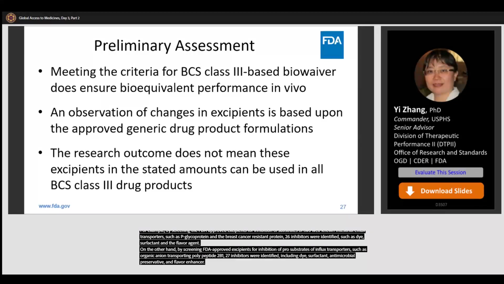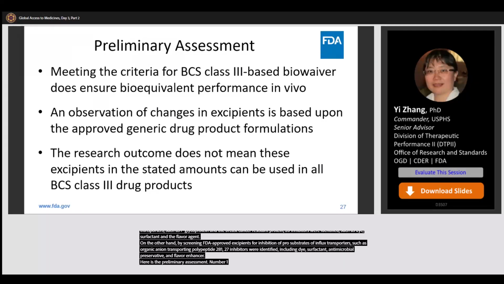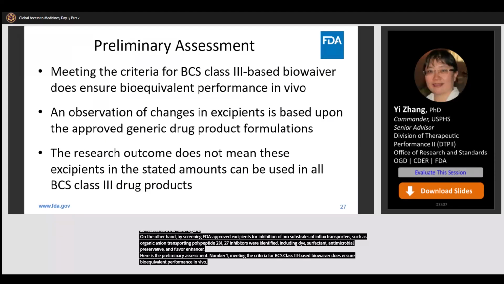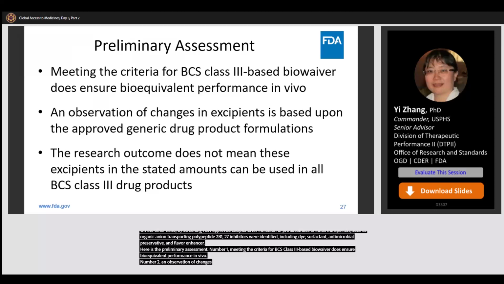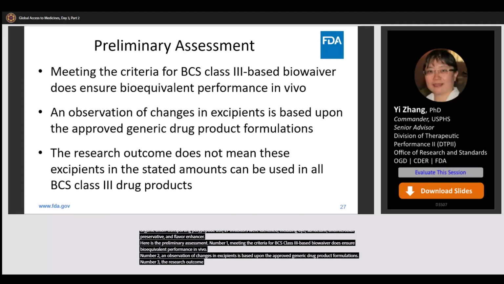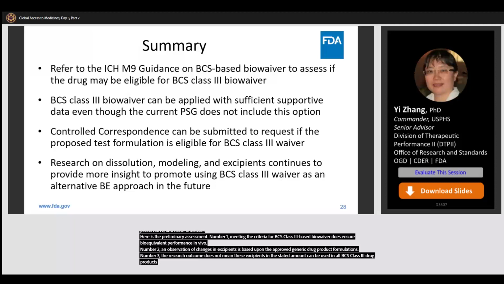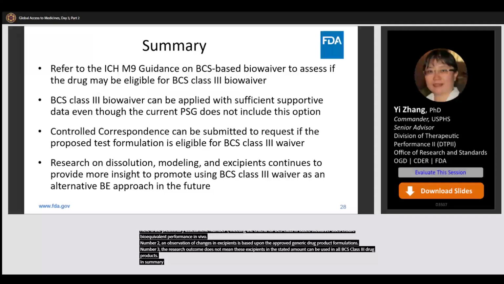Here is a preliminary assessment. Number 1, meeting the criteria for BCS Class 3 based biowaiver does not ensure bioequivalent performance in vivo. Number 2, an observation of changes in excipients is based upon the approved generic drug product formulations. Number 3, the research outcome does not mean these excipients in the stated amount can be used in all BCS Class 3 drug products. In summary, refer to the ICH M9 guidance on BCS-based biowaiver to assess if the drug may be eligible.